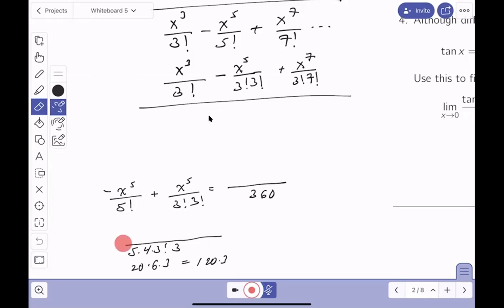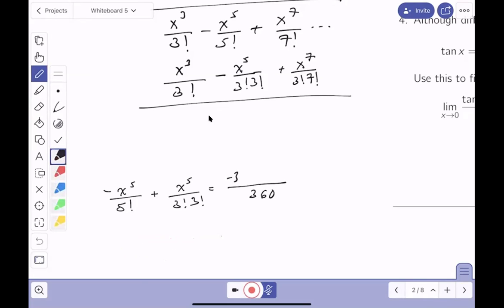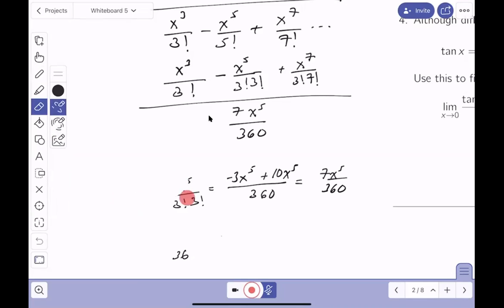Get my eraser out. Chicken scratching aside. And let's see, 5 factorial, that's going to be minus 3. And that's going to be plus 3 factorial is 36. So that's going to be 10, right? That's going to be 7x^5 over 360. Write that down. I get my eraser out. Erase all this nonsense over here. You see how much work that was.